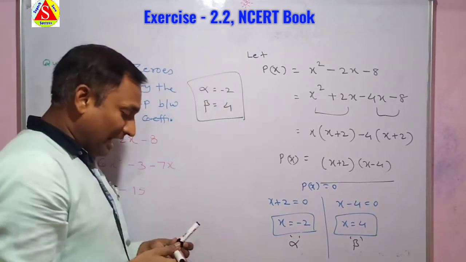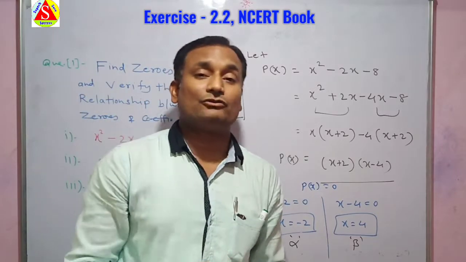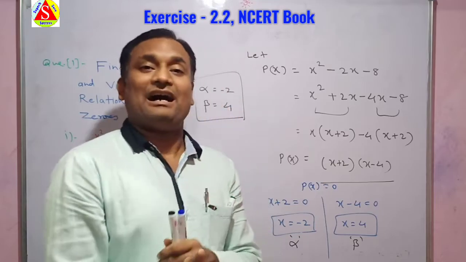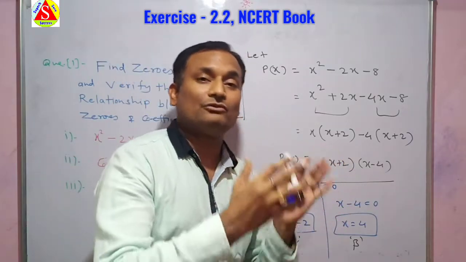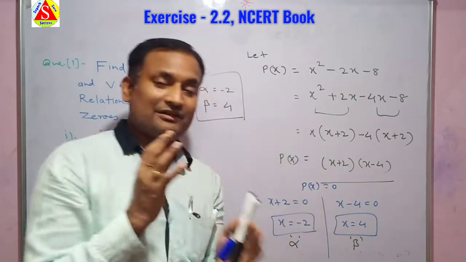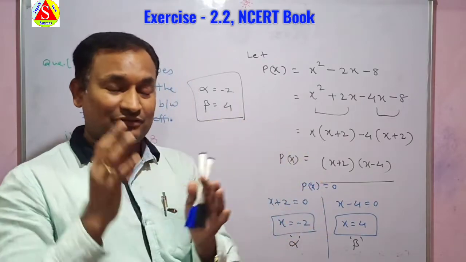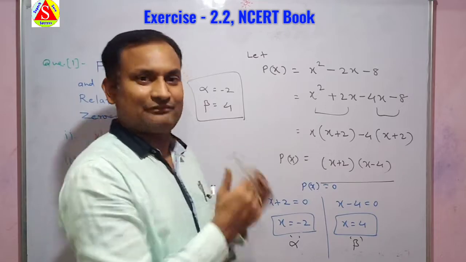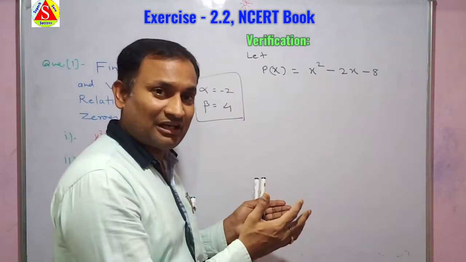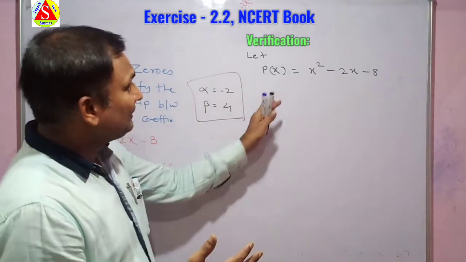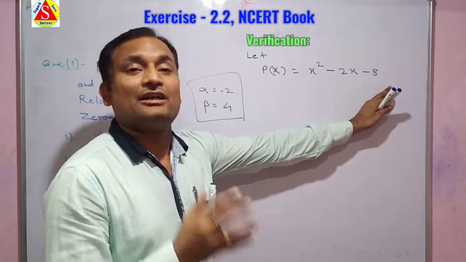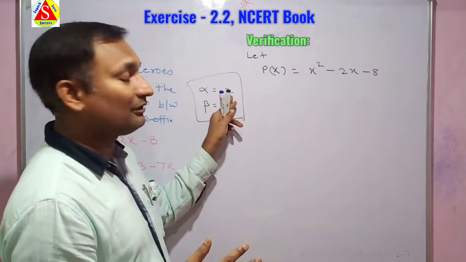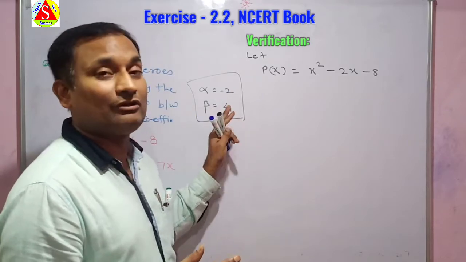Now after this we are going to verify, because in the question it is asked that we have to verify the relation between the zeros as well as the coefficients of the polynomial. So let's verify this. Now dear students, just now we have calculated the zeros of this polynomial, and the zeros are alpha equal to minus 2 and beta equal to 4.